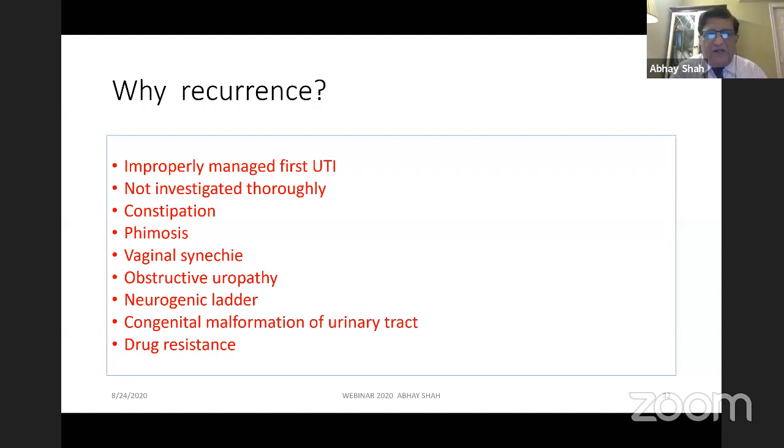Yeah, so you enumerated all the causes. The most important, commonest cause of recurrent UTI is the improperly managed first UTI. This is the commonest cause. And the second commonest cause will be associated constipation and phimosis. And amongst them, in 30% of cases, proper investigation has not been done as far as the first UTI is concerned. So investigation of first UTI is very, very important. And the rest, that is vaginal synechiae, obstructive uropathy, neurogenic bladder, drugs, there are other causes. But what is commonly seen is an improperly managed and poorly investigated first UTI, associated constipation and phimosis.